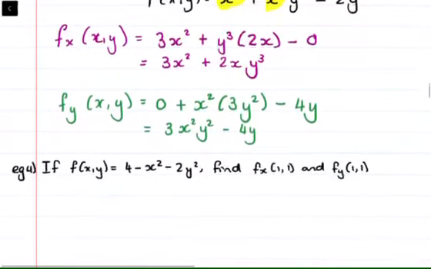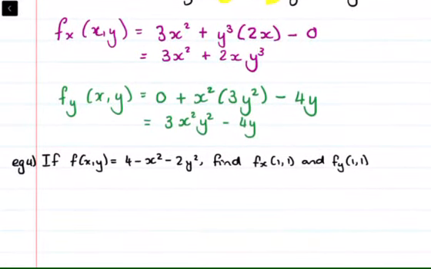Now, if f of xy is equal to 4 minus x squared minus 2y squared, find fx at 1, 1 and fy at 1, 1. So I'll do one of them and then you do the other as homework. To find fx, remember what do we do? It means that we treat y as a constant. So it is like this. Y is treated like that 4 over there.